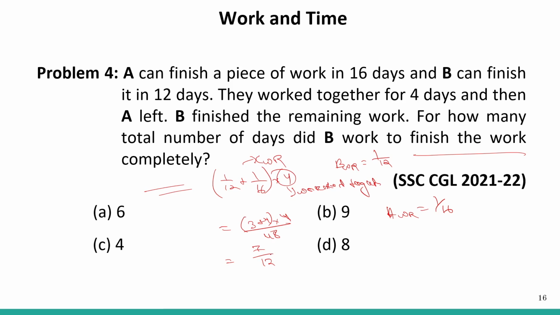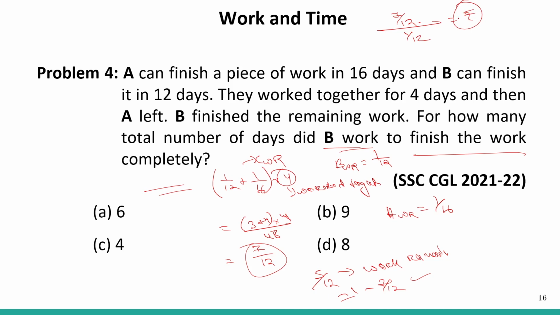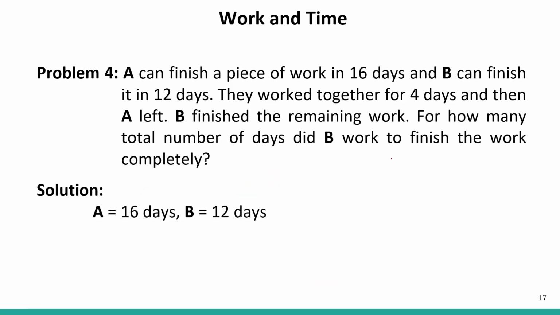Okay. So 7 by 12 is the fraction of work done. So how much work is remaining? So 5 by 12, right? Work remaining is 1 minus 7 by 12. So if this much amount of work is remaining, the number of days B works to finish the work will be the remaining work divided by B's work rate. B's work rate is 1 by 12. So it will take 7 days for B to finish that work completely.